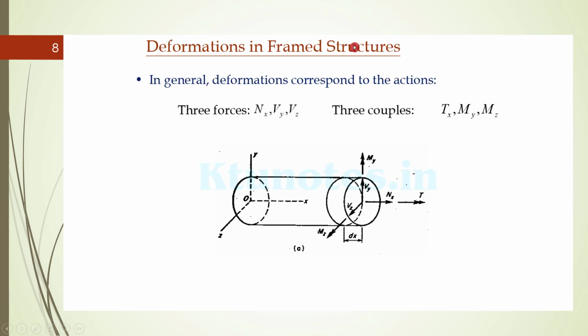Generally, the deformations in a frame structure can be taken in different directions, like X, Y, and Z. Basically it is due to three forces. First is Nx. Considering the x direction, y direction, vertical, and this is perpendicular to the plane. Nx is the axial force in the direction of x. Then there is Vy, which is a shear force acting in the direction of y. Vz is acting in the direction of z.